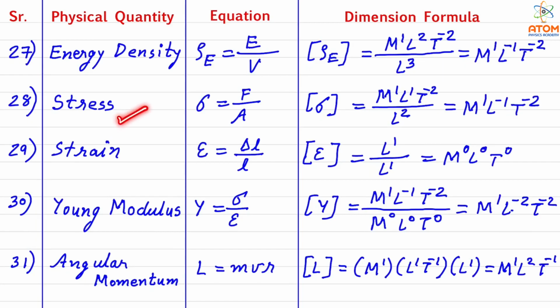Then comes stress. Not that mental stress. This stress you will learn in 11th standard. Sigma is equal to F upon A. Force per unit area is known as stress. So it is F upon A. And for force, we know the dimension formula is M1 L1 T minus 2, and for area it is L2. So the dimension formula of stress will be M1 L minus 1 T minus 2. You can see this is exactly the same as for pressure.